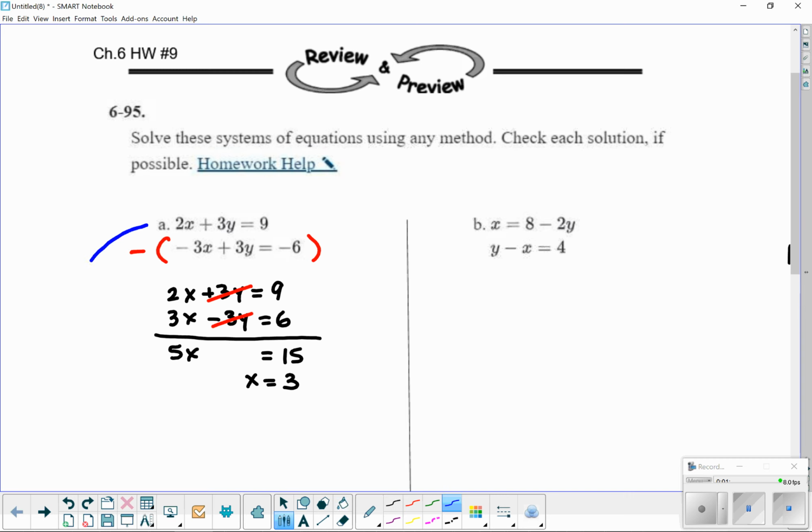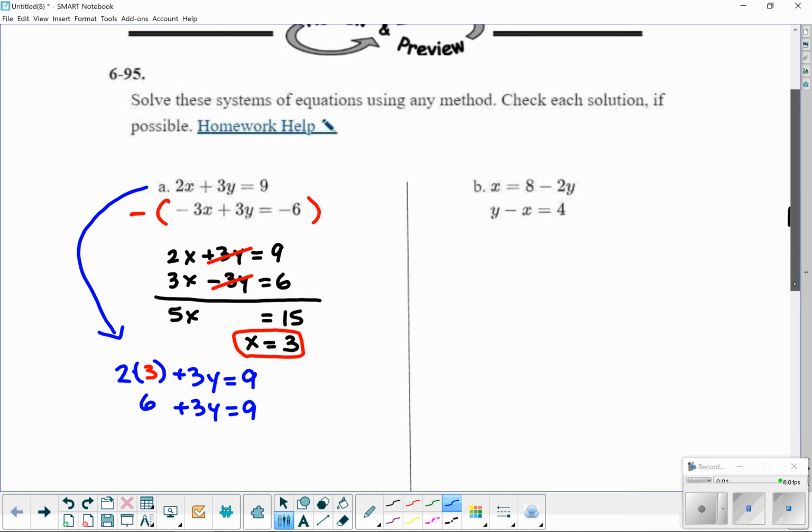I'm going to use the top equation. So this is going to be 2x, and instead of x, I'm going to put in 3, because we just found that right here. So 2 times 3, because that's 2x, plus 3y equals 9. Work it out, you get 6 plus 3y equals 9.